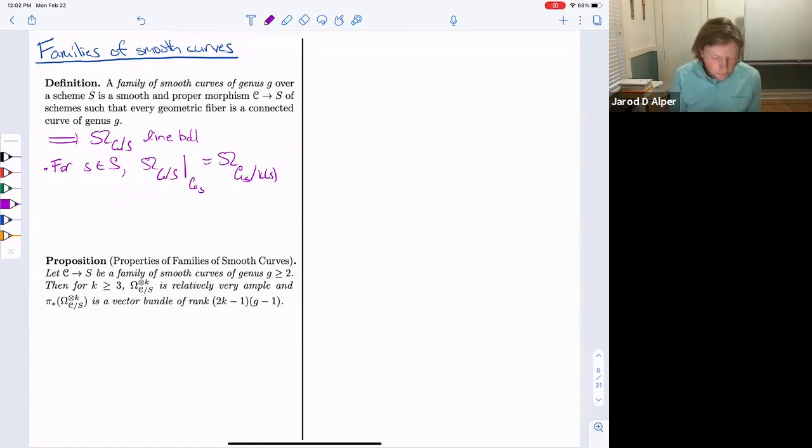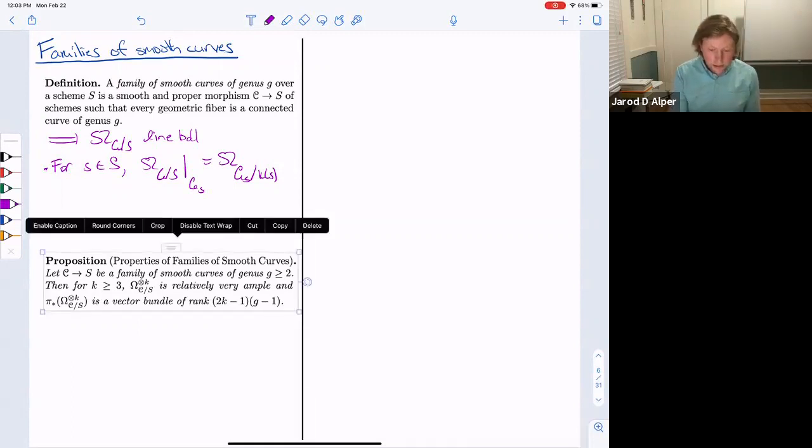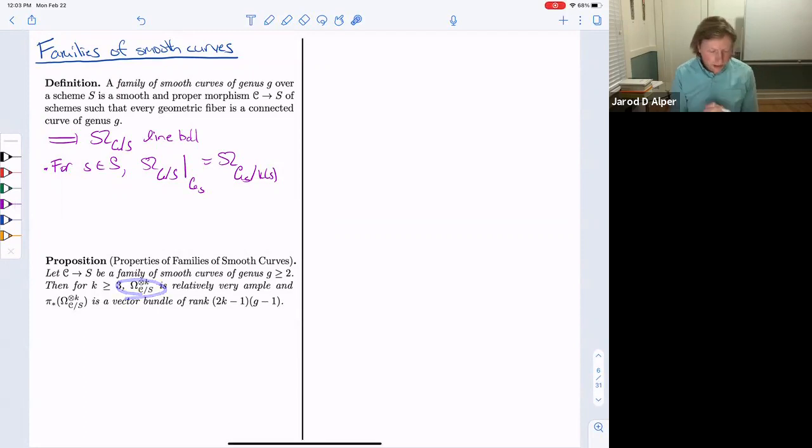And one thing that we used repeatedly in our arguments for MG already, namely when we showed that MG was an algebraic stack, we used the following property of families of smooth curves: the relative sheaf of differentials, at least the third power of it, is relatively very ample, because that could be checked on fibers. And moreover, cohomology and base change allow us to conclude that the push forward was a vector bundle.